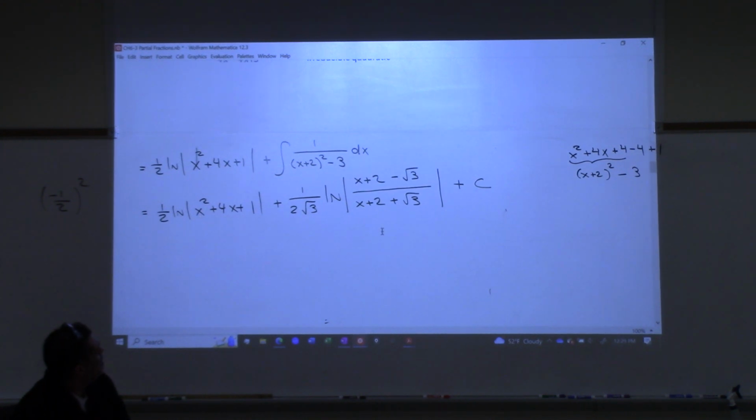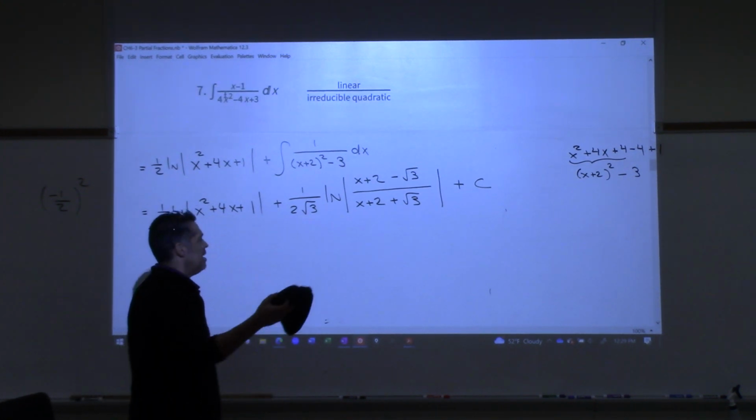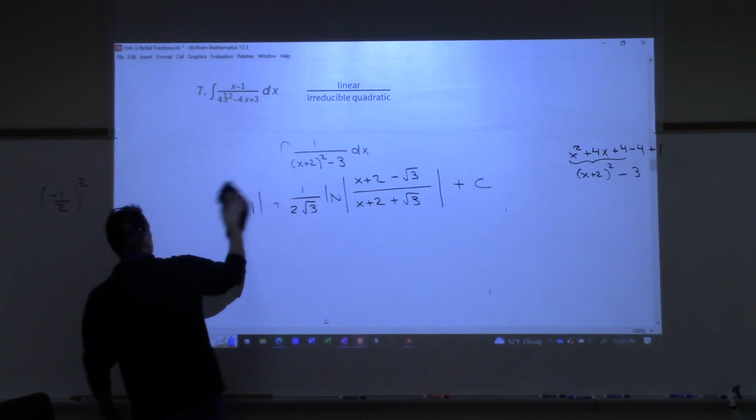So we just did linear over an irreducible quadratic, and we saw that that's a little bit messy. We have 10 minutes. I know we want to be done here.